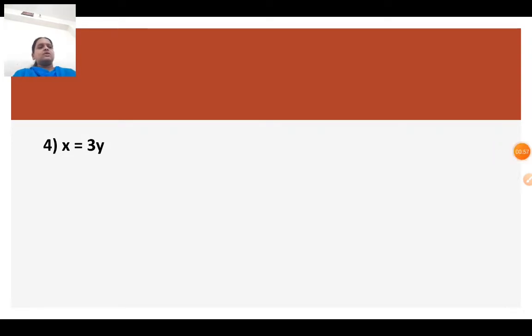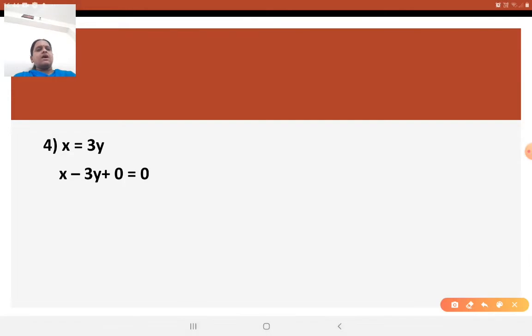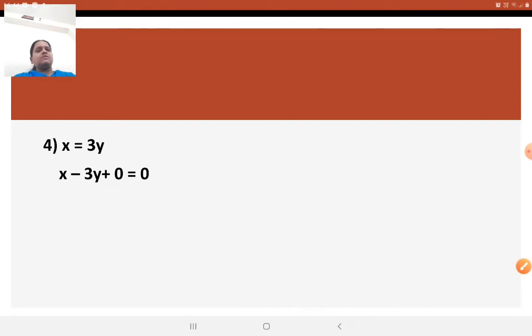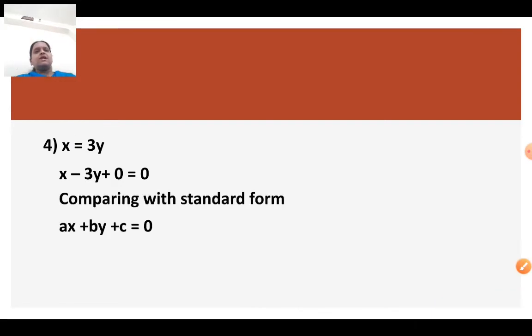The next step is x minus 3y plus 0 equal to 0. How did this step come? What is our standard form? Do you remember? ax plus by plus c equal to 0. I have shifted 3y to the left-hand side, so it becomes minus 3y, and as the c term is not given, we have written plus 0. Correct? So if we compare it with the standard form, what will we get?